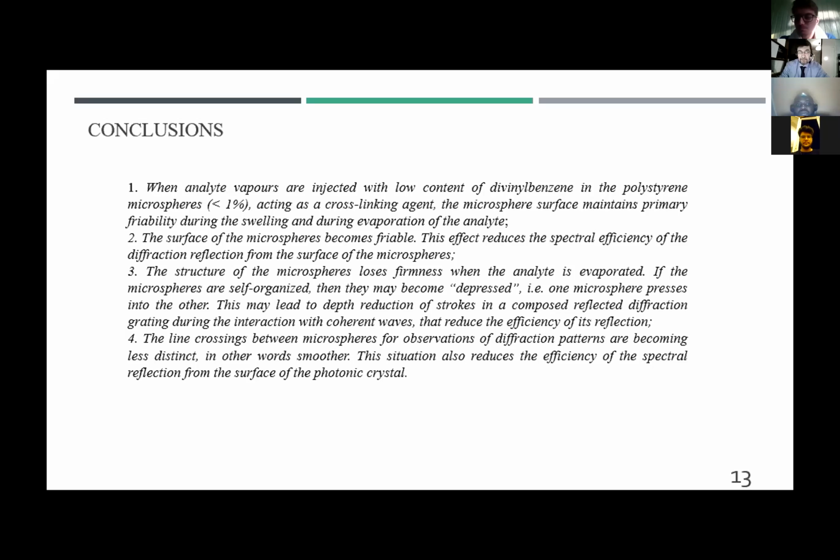If the microspheres are self-organized, they may become depressed. For example, one microsphere presses into the other. This may lead to a depth reduction of strokes as a composed reflected diffraction grating during the interaction with coherent waves, which reduces the efficiency of its reflection. The line crossing between microspheres for observation of diffraction patterns becomes less distinct, in other words, smoother. This situation also reduces the efficiency of the spectral reflection from the surface of the photonic crystal.